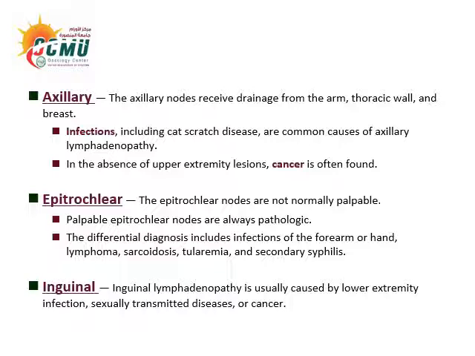Epitrochlear. The epitrochlear lymph nodes are not normally palpable. So palpable epitrochlear lymph nodes are always pathologic. The differential diagnosis includes infection of the forearm or hand, lymphoma, sarcoidosis, tularemia, and secondary syphilis. Inguinal. Inguinal lymphadenopathy is usually caused by lower extremity infection, sexually transmitted disease, or cancer.